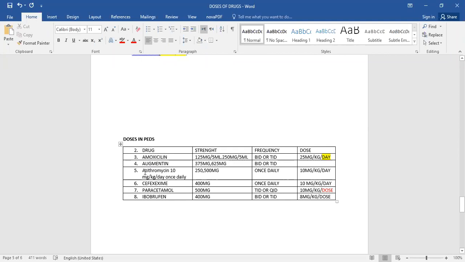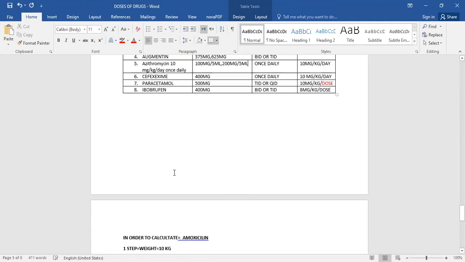Now, we have simpler doses, azithromycin. Azithromycin is given 10 milligram per kg per day. It is available in 250 milligram or 500 milligram, but actually those are for adults. The children's is 100 milligram per 5 ml, or 200 milligram per 5 ml. So you have these two strengths.